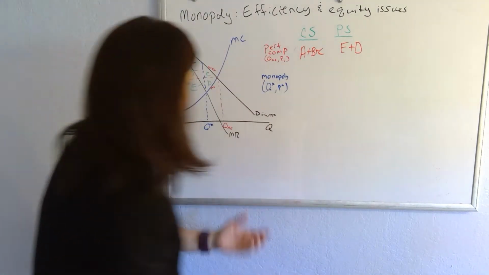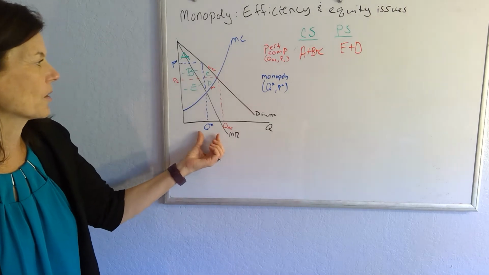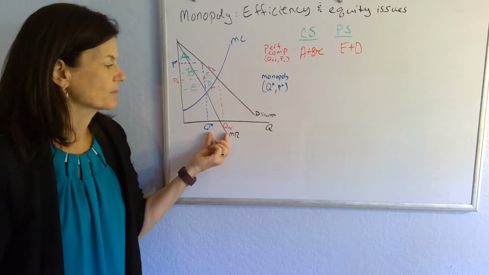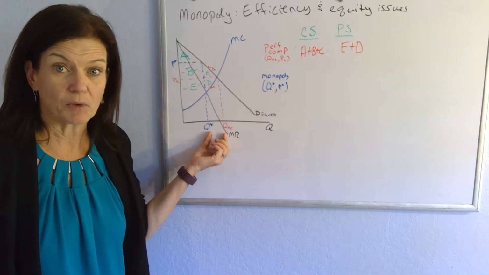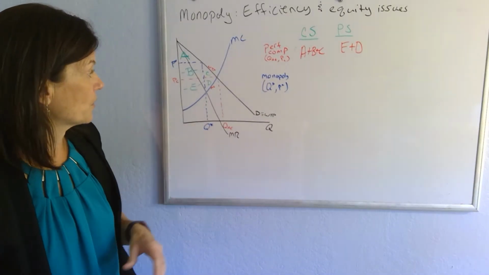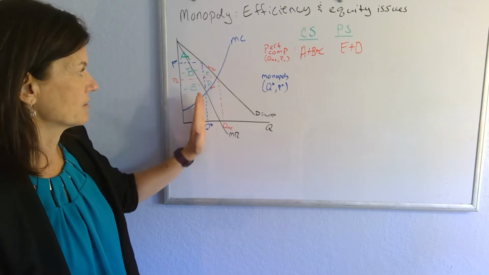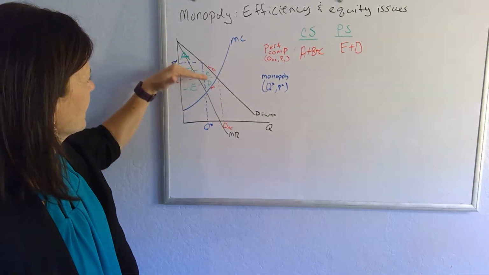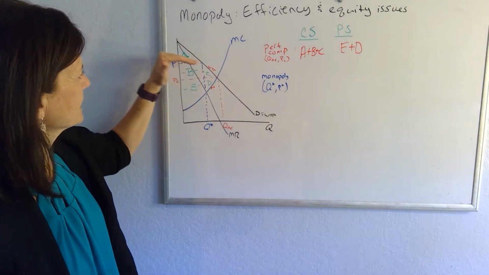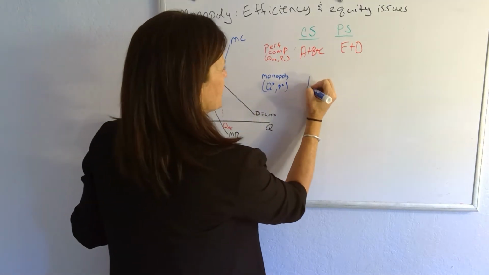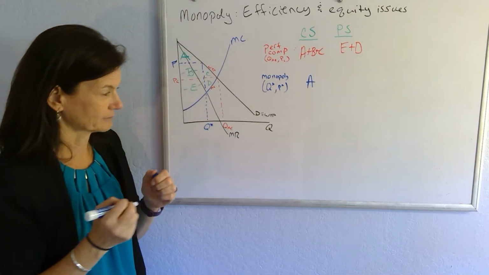Once the market is monopolized, output is lower and price is higher. These units from Q star to QAE, they're not produced anymore. So consumers aren't getting that surplus. You only get surplus on the units that you're consuming, and they're paying a higher price, so they're consuming less at a higher price. The new consumer surplus is just area A.